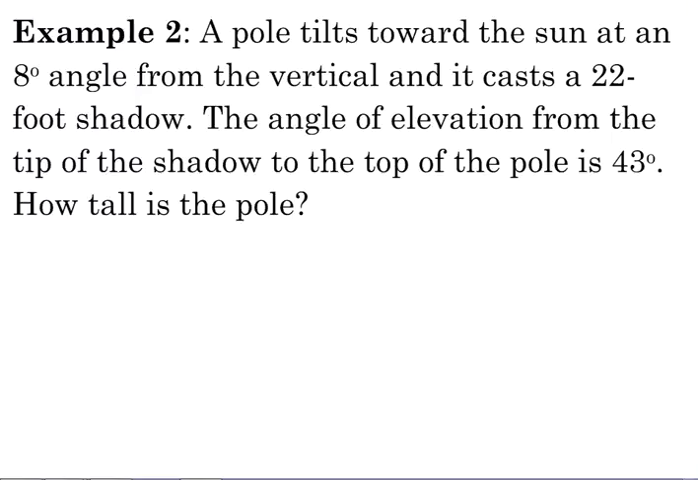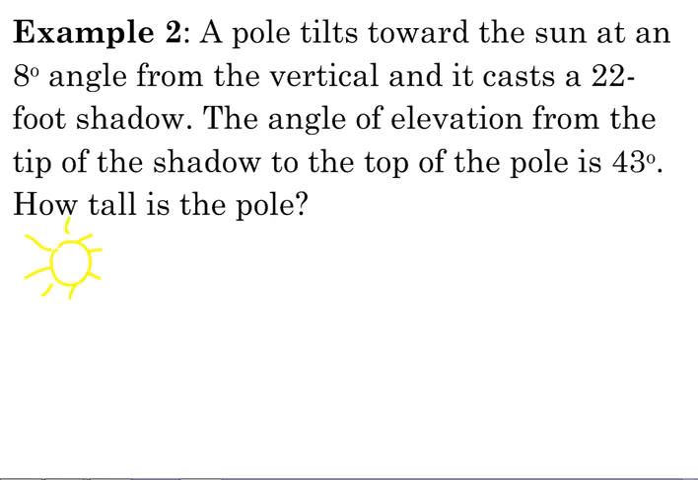from the vertical. Okay, a pole tilts towards the sun at an 8-degree angle from the vertical, and it casts a 22-foot shadow. So let's draw what we've got so far. We've got the sun up here. Okay, I can draw a sun. Yay, pretty sunshine. Wish we had some sunshine, right?